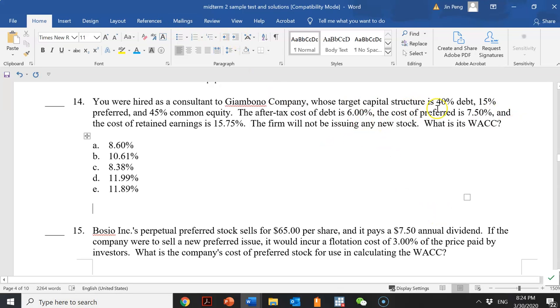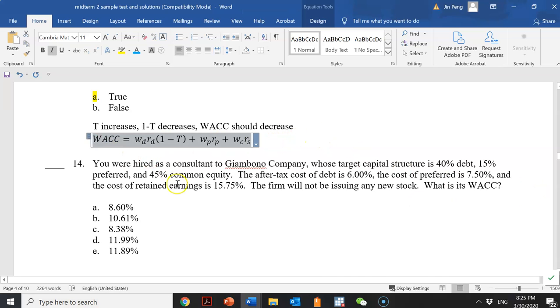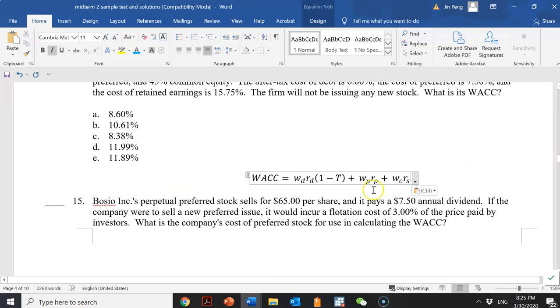Okay, so again, we want to calculate WACC here. Let me copy and paste the formula here.